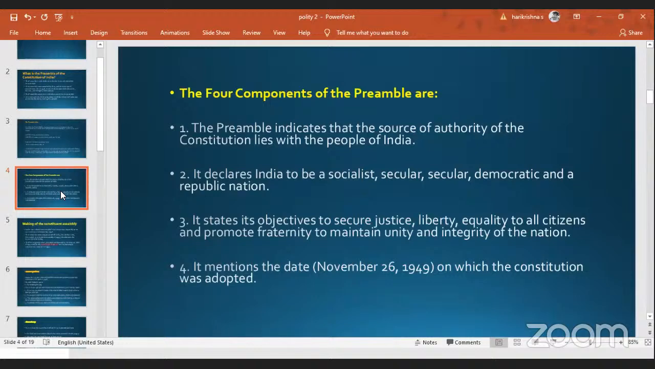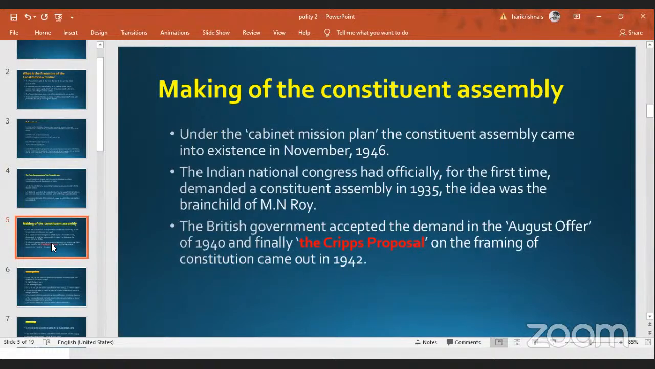Then here we discuss the making of the Constituent Assembly. As we know, as a result of the Cabinet Mission Plan, this came into existence. Then it speaks about the brainchild of M.N. Roy. Then it speaks about the British August offer, that is Cripps' proposal, that we learned about in the last class.